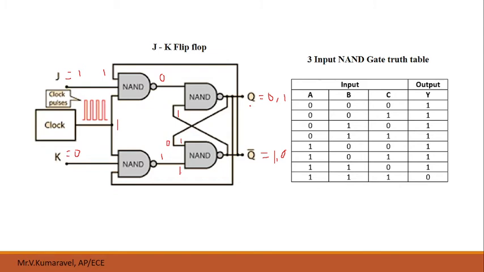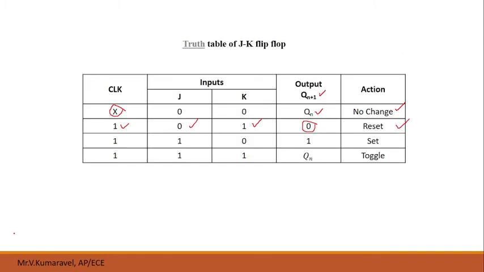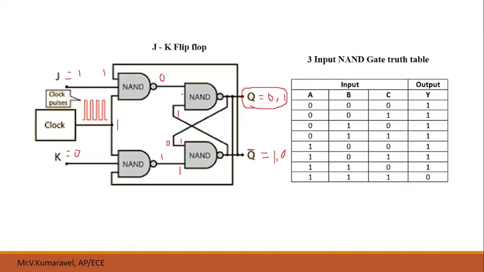So if you consider Q, it will change from 0 to 1. So it will be set. Therefore, the third case: when clock pulse equal to 1, if your J and K inputs are 1 0, your output will be set, that is set to 1. Okay, now let us see the last case.